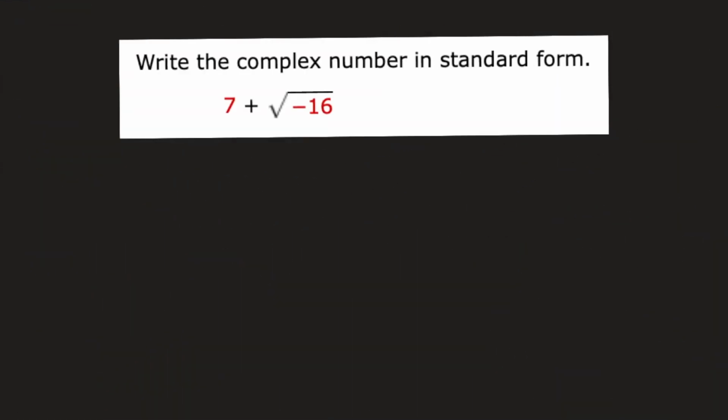Now we'll switch gears a little bit and we will talk about complex numbers and imaginary numbers. The first thing we have to remember is that a square root of a negative number is going to produce an i, or an imaginary number. So 7 plus, before I even do the square root, a negative number is going to give me i, and then square root of 16. We know that square root of 16 is just 4, so we have 7 plus 4i.